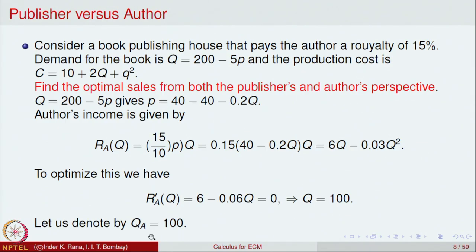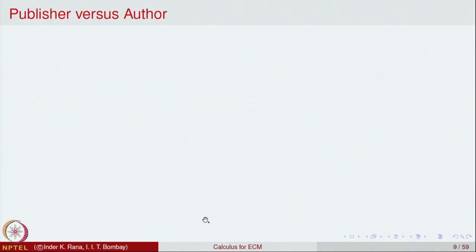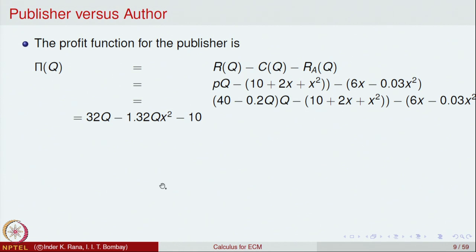So, let us call this QA equal to 100. Let us look at it from the point of view of the publisher. The profit of the publisher will be RQ minus CQ, right, minus the royalties he has to pay to the author. Normally the profit is RQ minus CQ, but here he is also incurring a running expenditure depending on how many books he sells. He has to give 15% of royalty to the author. So, that means it is RQ minus CQ minus RAQ.